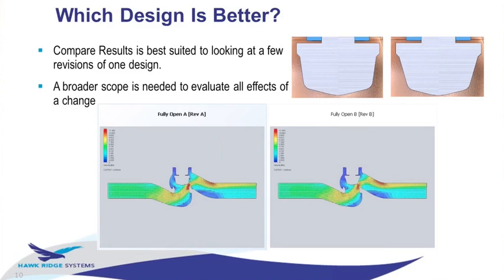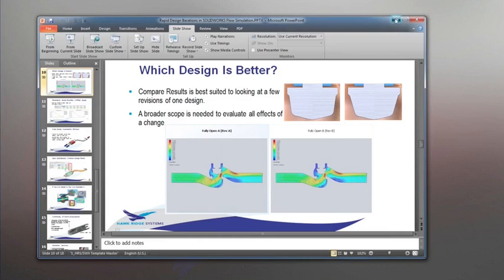So to get the broad scope of what the right design is going to be, we need a way to simulate all of these positions for the different design changes pretty quickly. So let's dive into the software and start to look at how we would evaluate and compare these two designs and figure out once and for all which one's better.